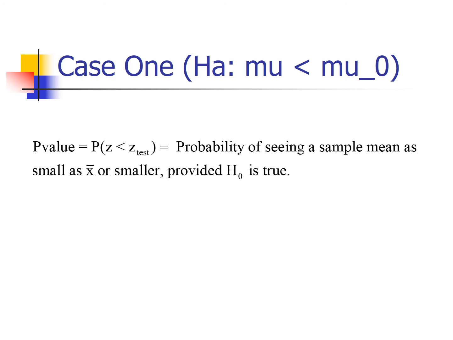In this case, the p-value is the probability that a normal distribution with a mean of 0 and a standard deviation of 1, that's what the z is, is less than our test statistic. To help you remember, notice, the alternative hypothesis in this case is less than, and the way I calculate my p-value formula is less than. The less thans match up. The p-value is the probability of seeing a sample mean as small as the one observed, or smaller, given that the null hypothesis is true.